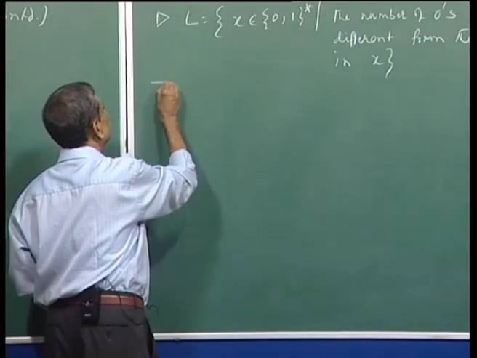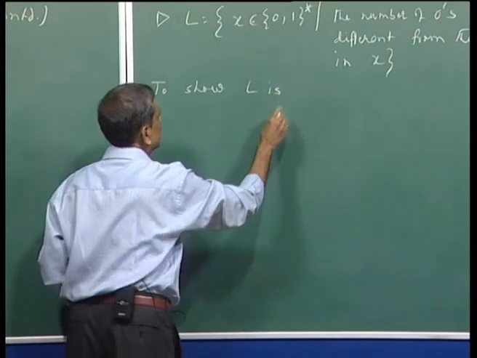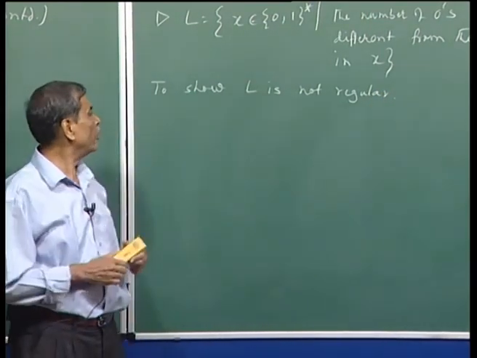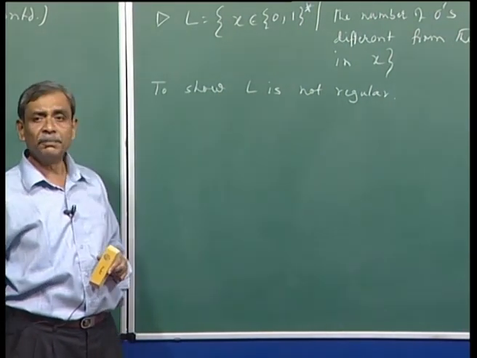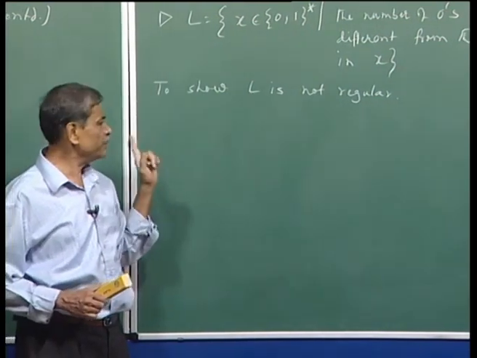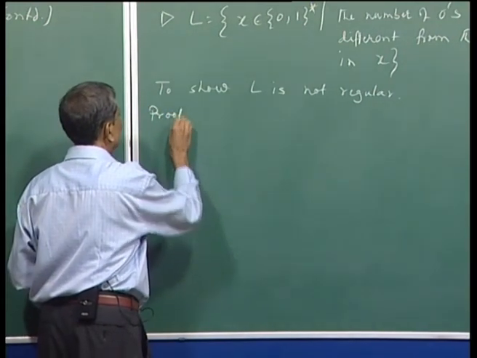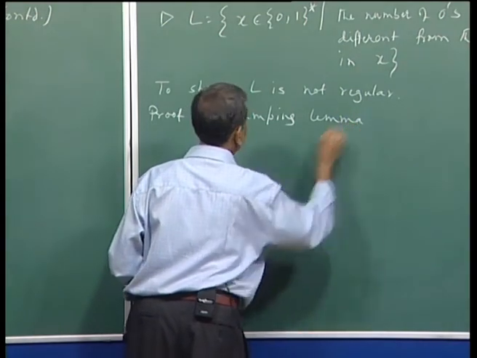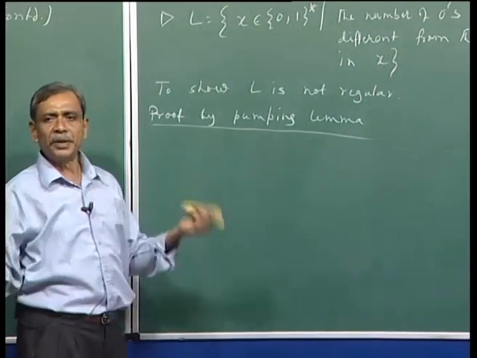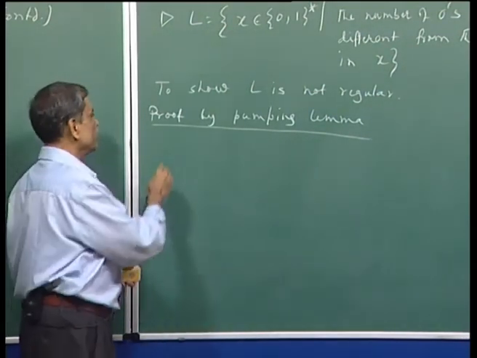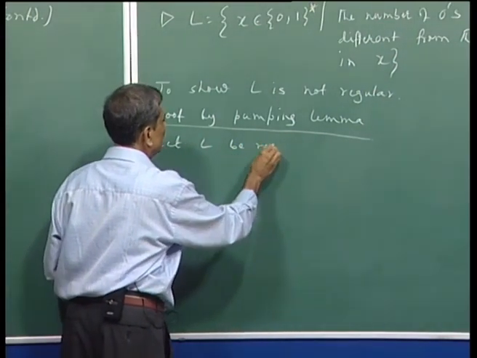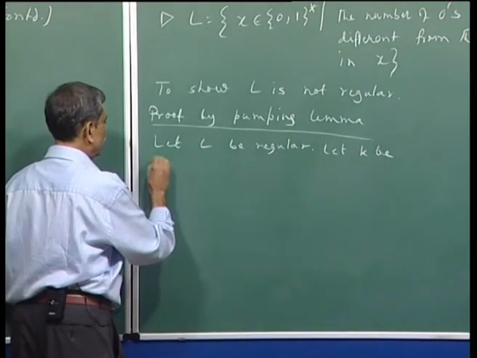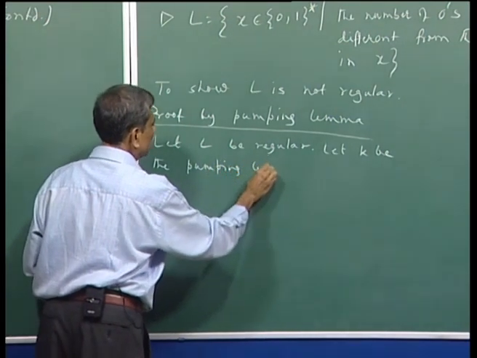And we would like to show L is not regular. One method we know of providing such proofs is the pumping lemma. We can prove this through the pumping lemma. Let me just indicate the proof. Remember that pumping lemma proofs are proofs by contradiction. We say let L be regular, then we say let k be the pumping lemma constant for L.